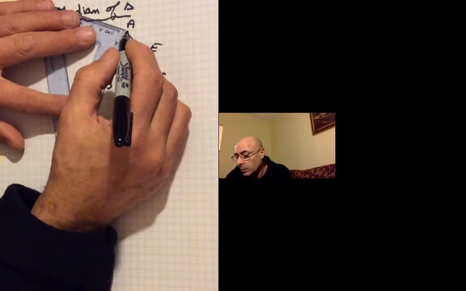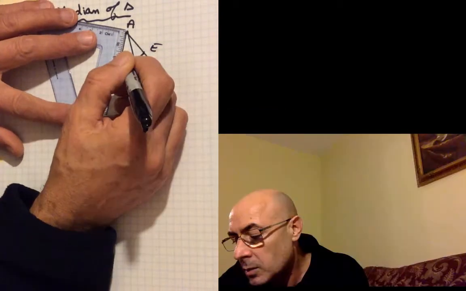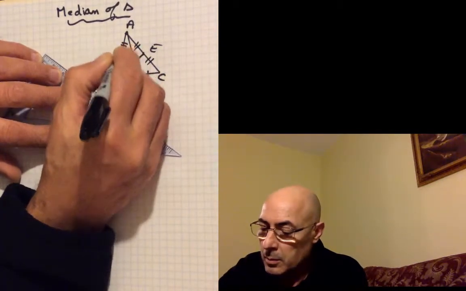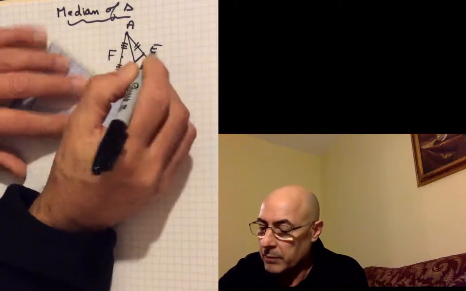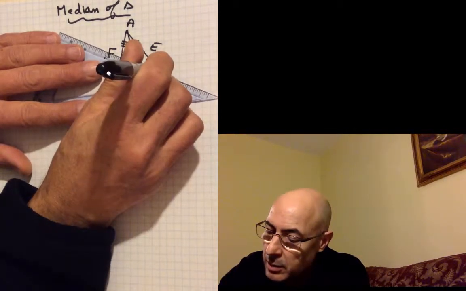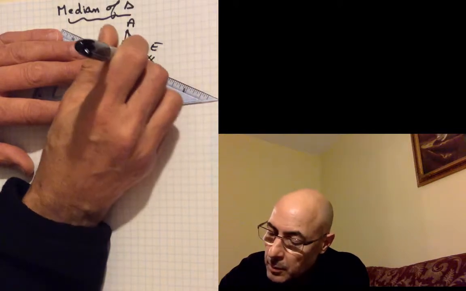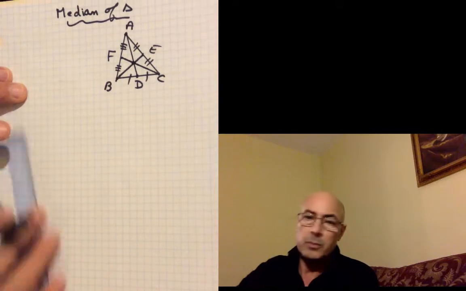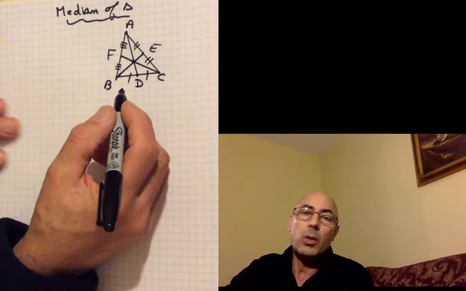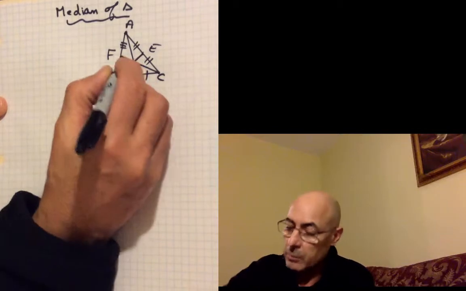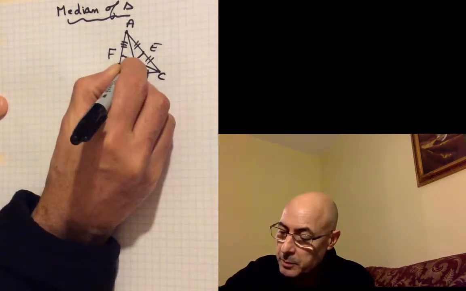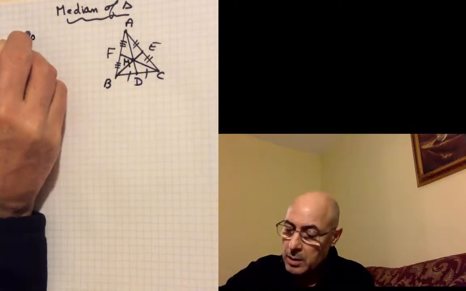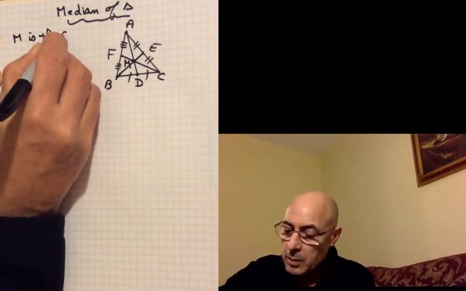Then if I find the midpoint of AB, it's going to be around here. I'm going to call it F. If I connect this third median, the three medians are concurrent. They meet in one point. This point, we call it the centroid of the triangle. So if I call this one M, M is the centroid.